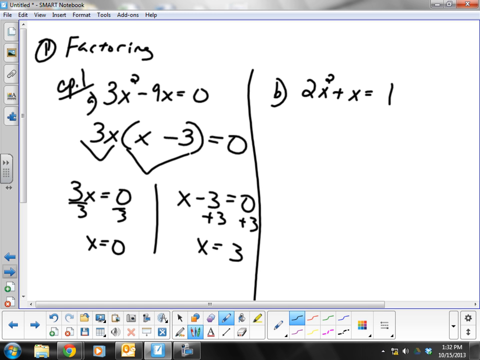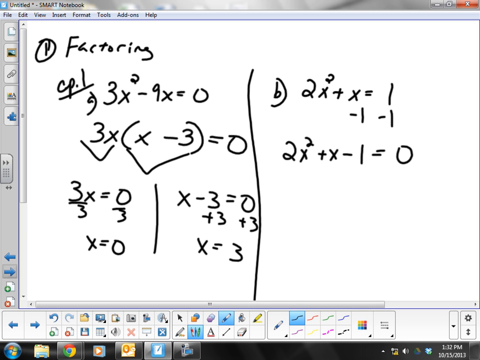Now in this question, part B, I'm not equal to 0. This rule, this idea about two things multiplying together and either one can be 0 to give me a product of 0, only happens if I'm equal to 0. So the first thing you have to do with every problem that you work with is to set it equal to 0. So in this case, what do I have to do to get 0 over there on the right-hand side? Subtract the 1 from both sides, so I get 2x squared plus x minus 1 equals 0.